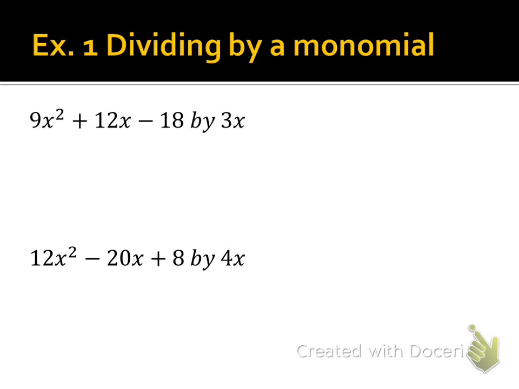So in example 1, they want us to divide the polynomial 9x squared plus 12x minus 18 by 3x. What that means is that every single one of these terms needs to be divided by 3x. This is where your simplifying rational expressions comes in handy. All we want to do is simplify each one of these.